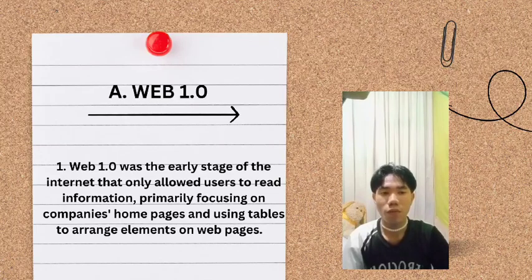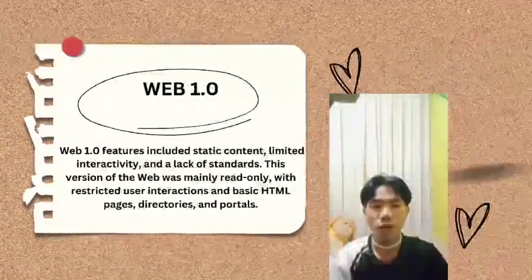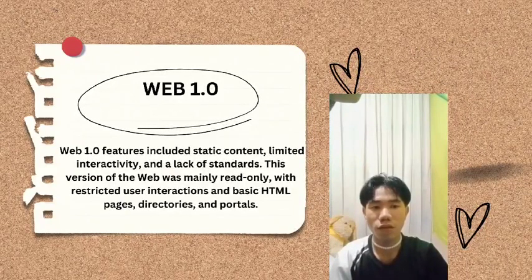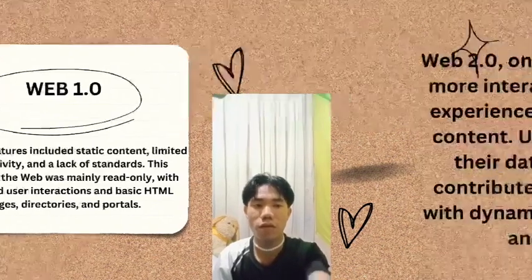Web 1.0 features include static content, limited interactivity, and a lack of standards. This version of the web was mainly read-only, which restricted user interactions, with basic HTML pages, directories, and portals.